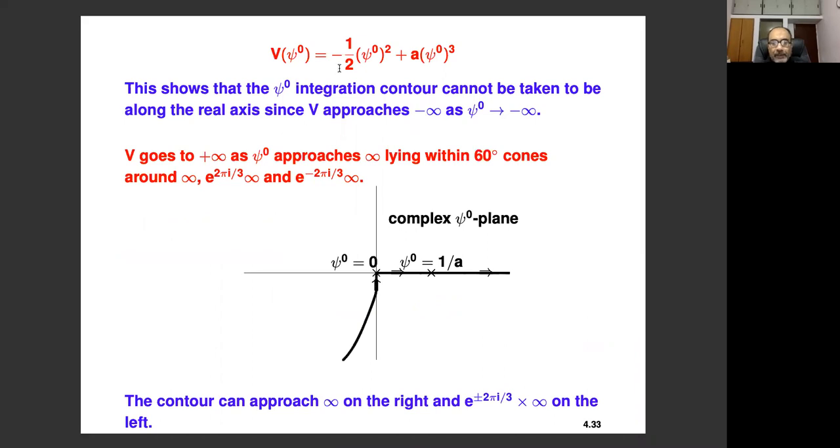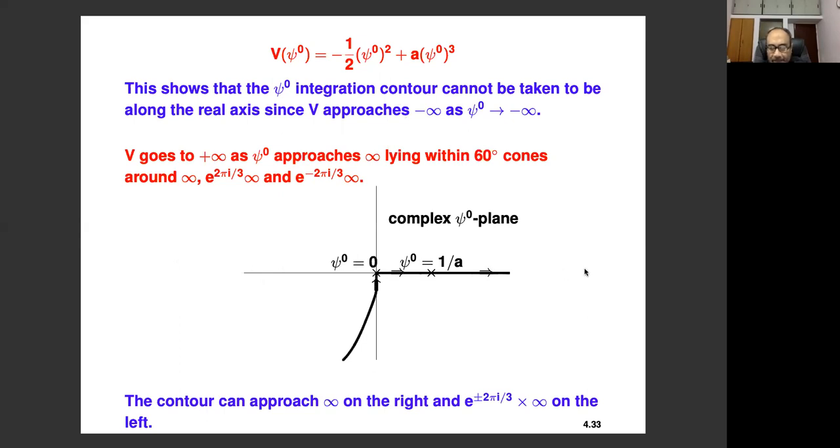Now we can ask what kind of psi 0 integration contour you should choose. The naive expectation would have been that psi 0 should be integrated along the real axis, minus infinity to infinity. But that has a problem, because if you really take it from minus infinity to infinity, then as psi 0 goes to minus infinity, the potential goes to minus infinity. So e to the minus V, which appears in the exponent as the weight factor, goes to plus infinity. So the integrand blows up as psi 0 goes to minus infinity. That clearly is not a suitable definition of the path integral. You cannot take the psi 0 integral from minus infinity to infinity.